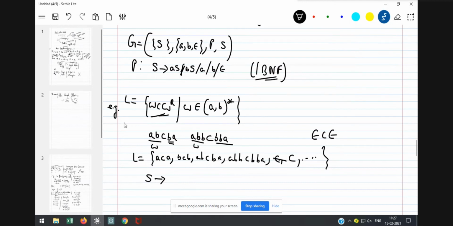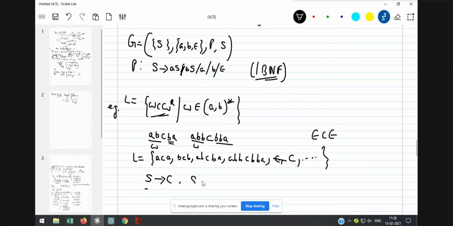I'm just trying the minimum length string first. So in my case, it is C. C is the string which is having the least length. So from this, I can derive C.